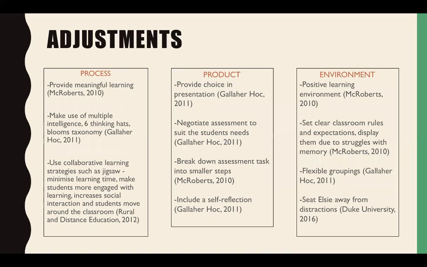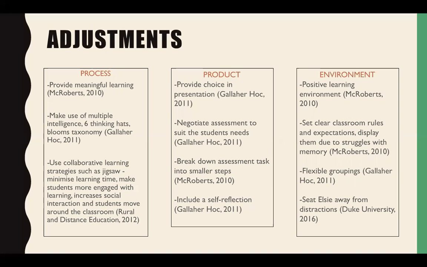We can make adjustments for Elsie in 3 key areas: process, product, and environment. The process can be adjusted to make learning meaningful, to make use of different learning strategies such as multiple intelligences, the 6 thinking hats, and Bloom's taxonomy, or by using collaborative learning strategies such as Jigsaw.